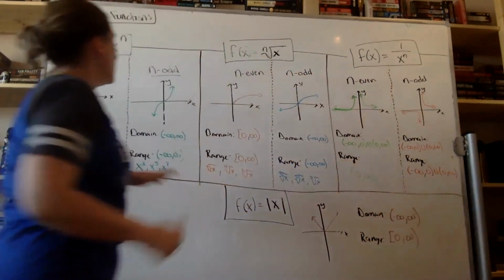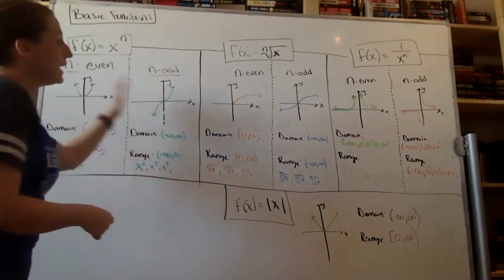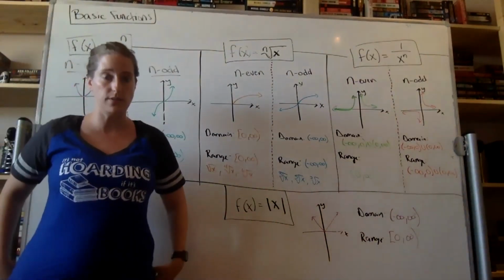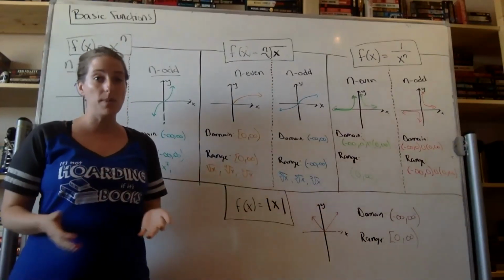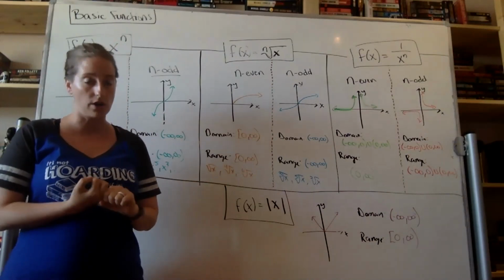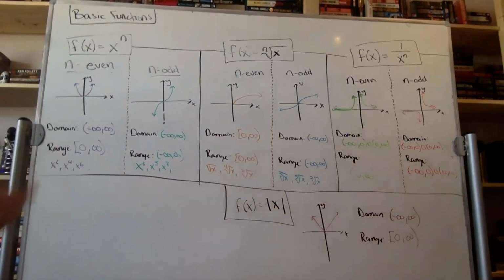All right, so here are all of the basic function shapes that we have so far. We need to know these, we need to know our domain and range, and we need to know how to transform these. Now we are going to get a couple more basic function shapes in chapter 6. That's going to be our exponential functions and our logarithmic functions. But for now, these are the functions that we need to know, and we need to know how to transform.